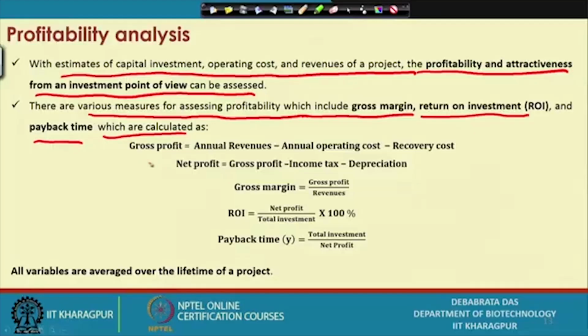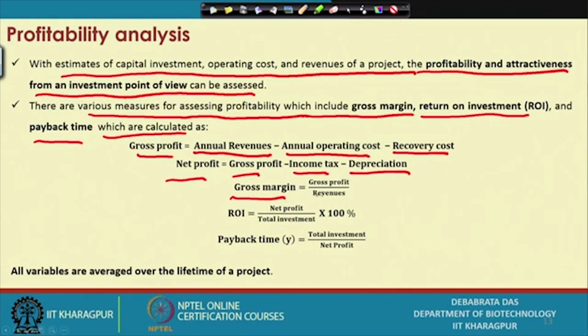That is the payback time. The gross profit will be net annual revenue. Annual revenue mostly comes by selling the product. Annual operating cost, and the minus is the recovery cost. The net profit will be the gross profit minus income tax minus depreciation.